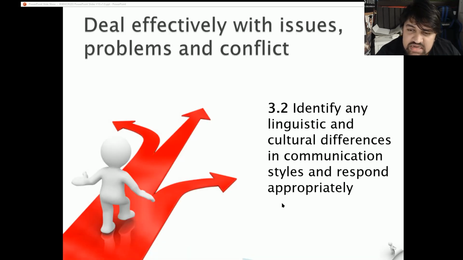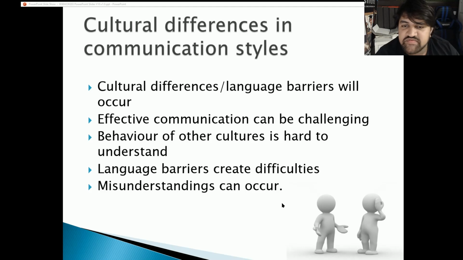3.2. Identify any linguistic and cultural differences in communication styles and respond appropriately. Cultural differences and communication styles. Cultural differences and language barriers will occur in the workplace because, especially in Australia, everybody's from different backgrounds, so you'll need to understand where they're coming from. Effective communication can be challenging. Behavior of other cultures is hard to understand, especially if you've never been exposed to other cultures before and it might be new to you. Language barriers create difficulties and misunderstandings can occur.